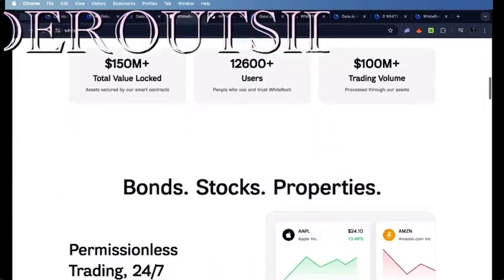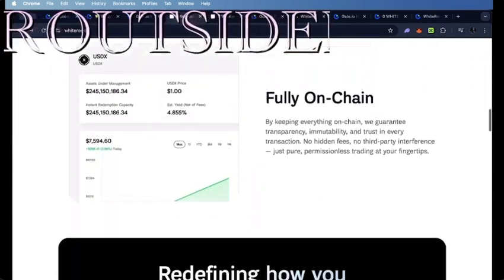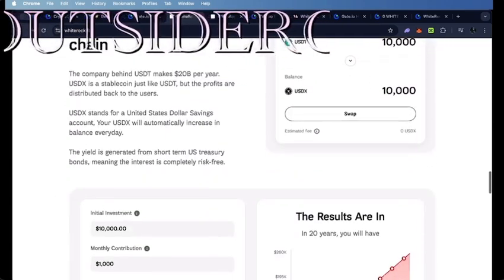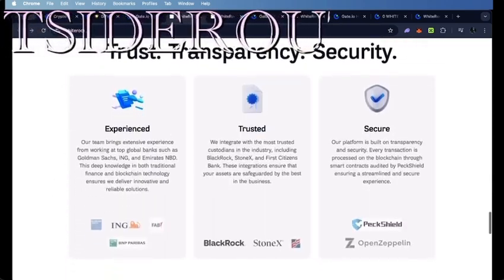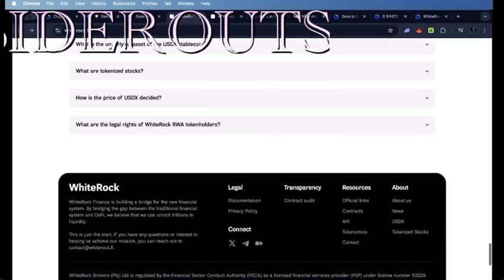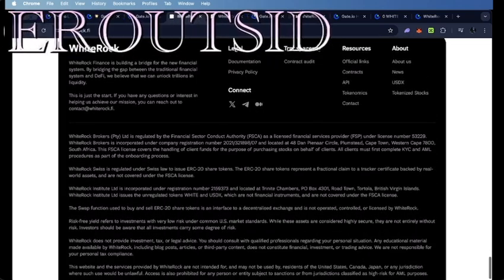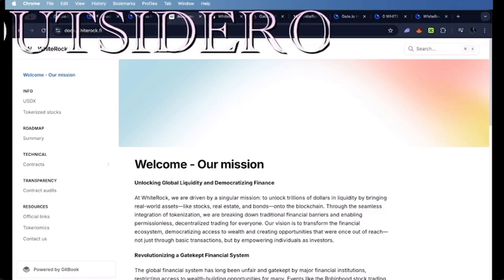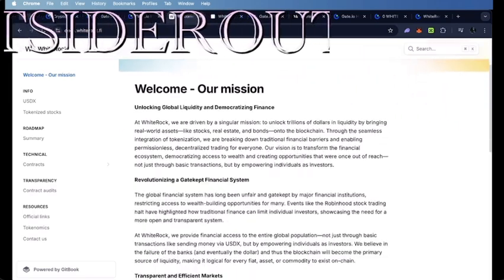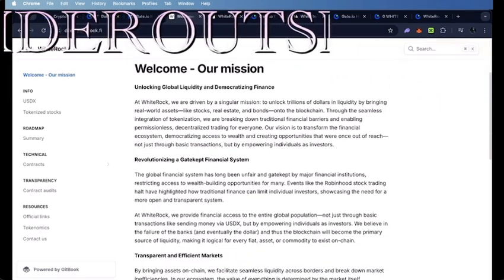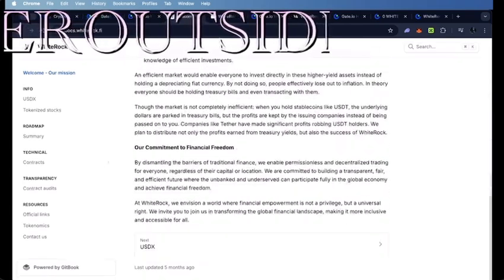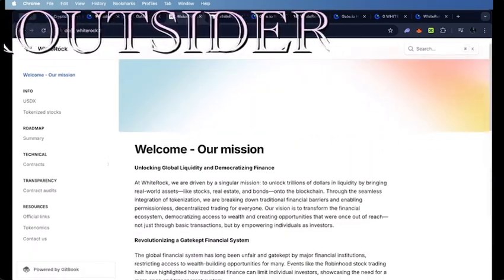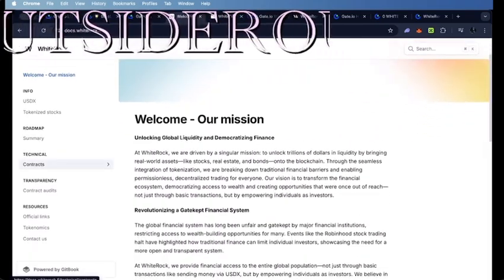Even got Nasdaq here. We got documentation. Let's see. Oh, okay.